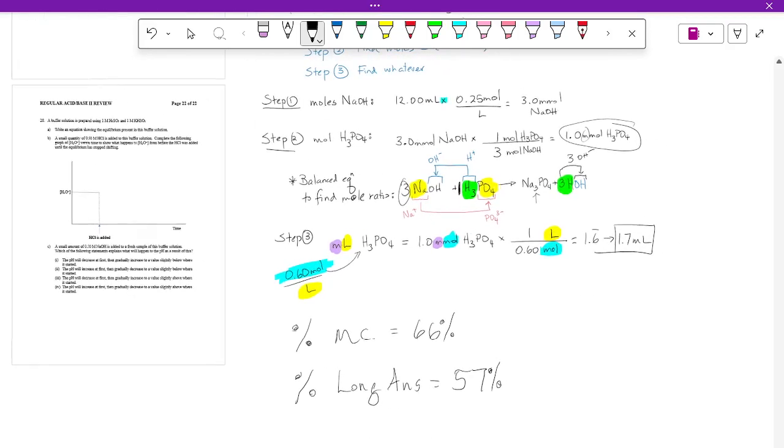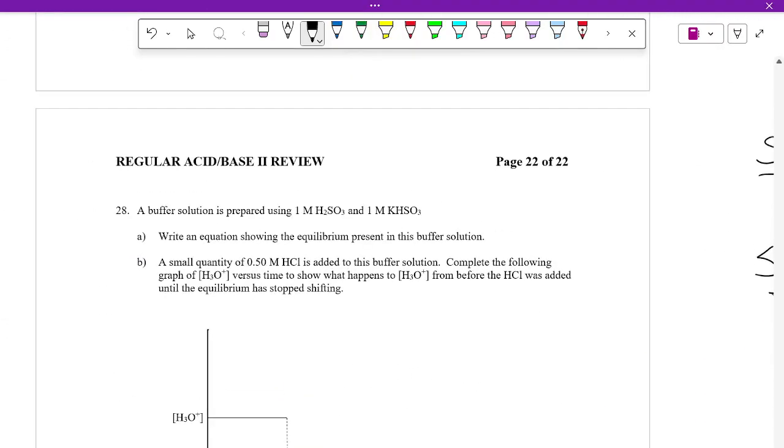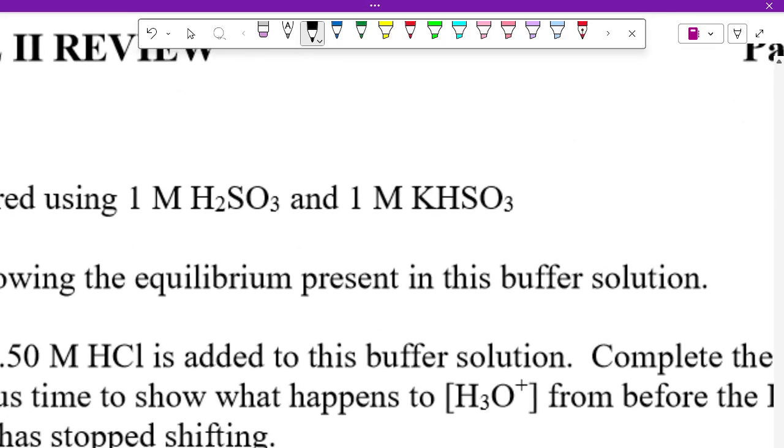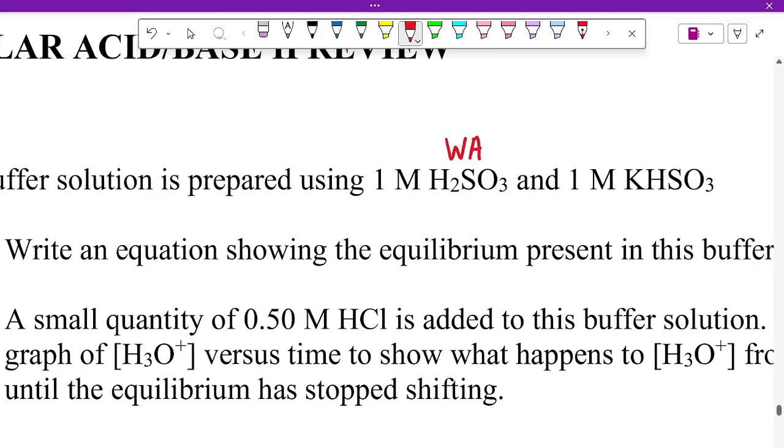All right, 28. Ooh, more buffers. Exciting. A buffer solution is prepared using H2SO3. What kind of a substance is H2SO3? It is a weak acid. It has to be because this is a buffer.